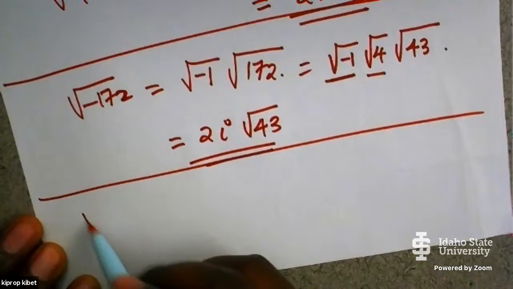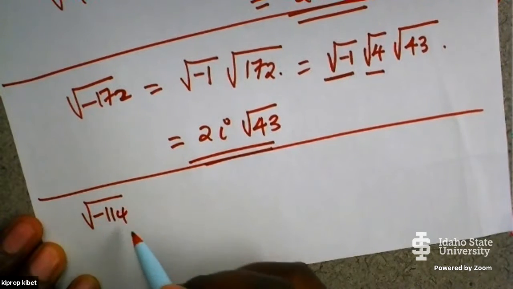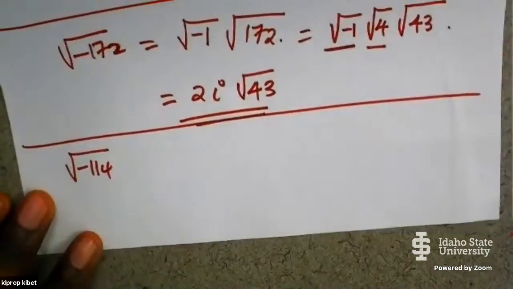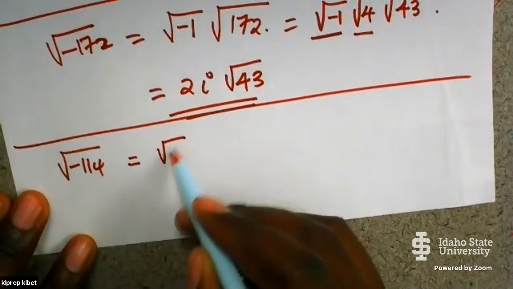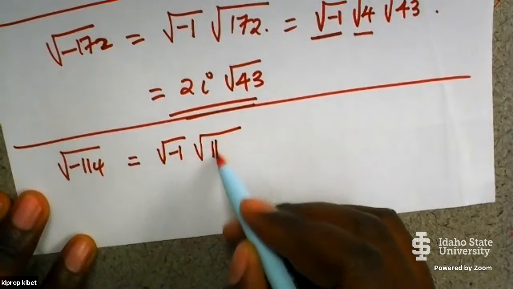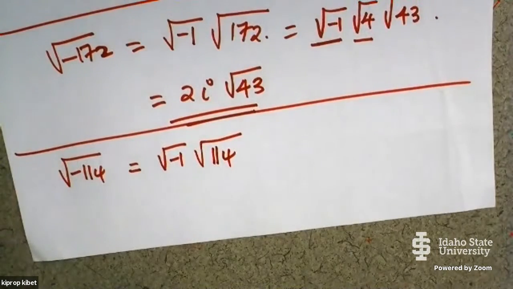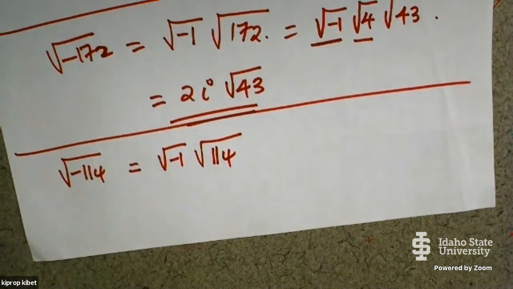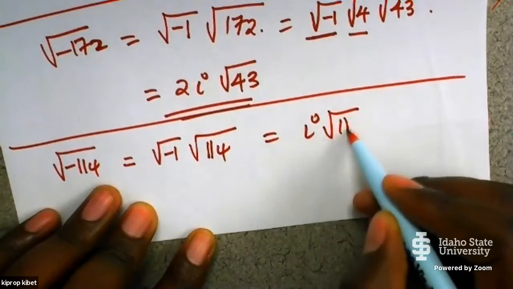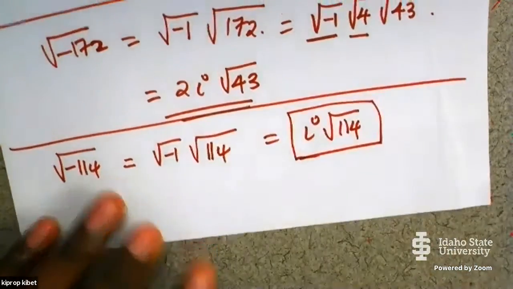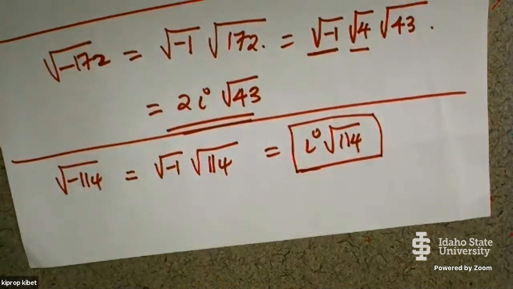Another example, if you're given the square root of -114, the same way: the square root of -1 times the square root of 114. If you divide 114 by 2, what do you get? 57. So you cannot get a perfect square, so it should just be i, the square root of 114.